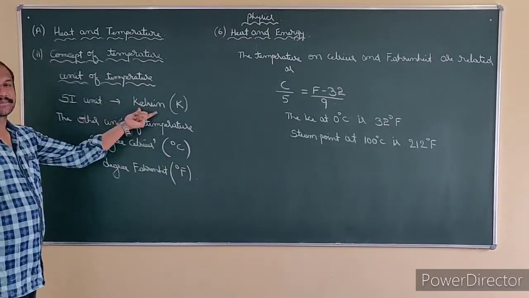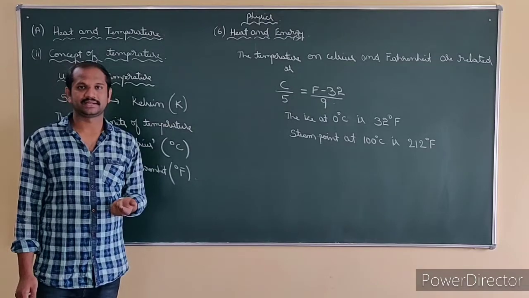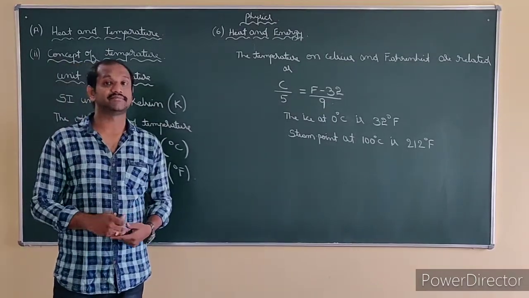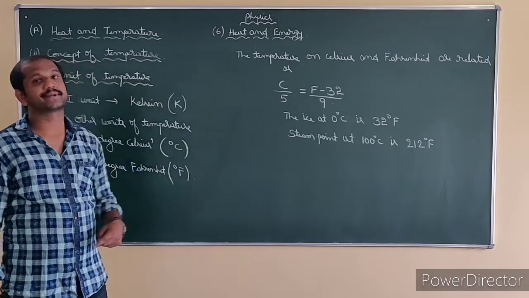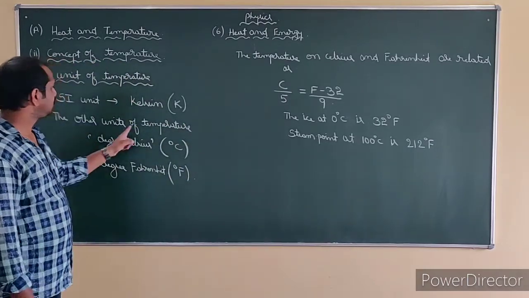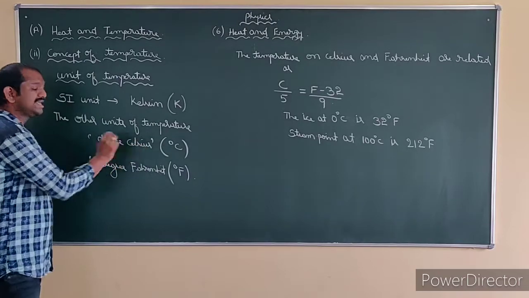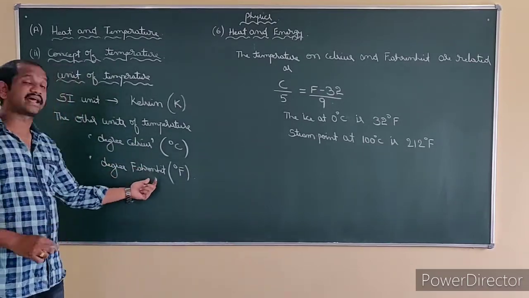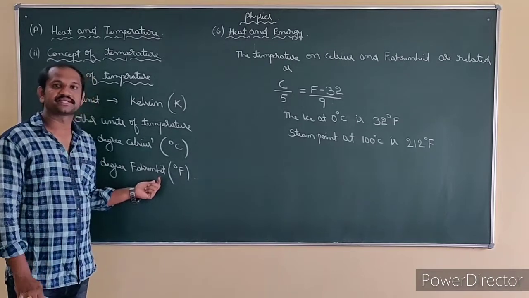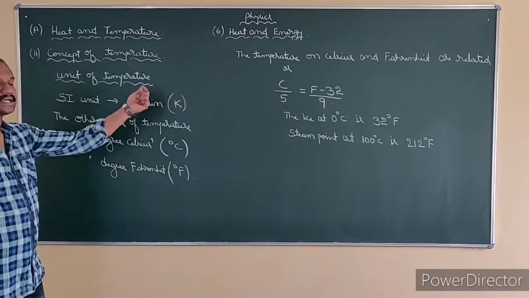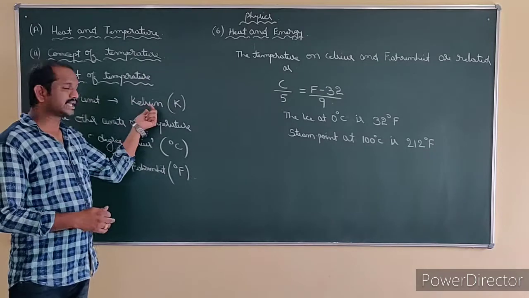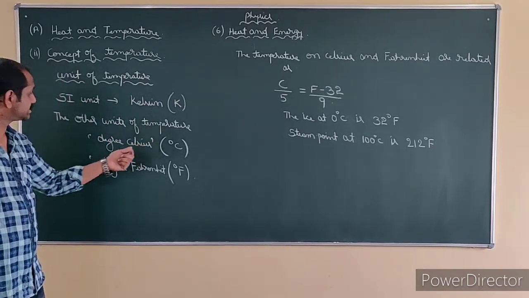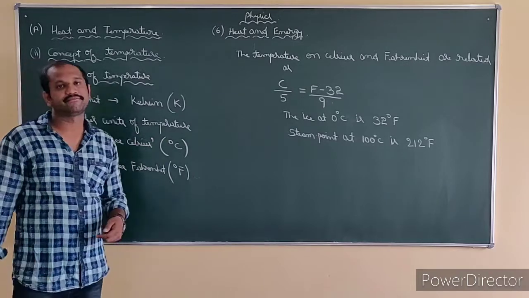The SI unit of temperature is Kelvin, right? Kelvin is a name given after Lord Kelvin, who did some work on temperature. Now the other units of temperature we call degree Celsius. Celsius is also a scientist's name. Degree Fahrenheit, Fahrenheit is also a scientist's name. All three are scientists' names. Kelvin is the SI unit, and the other units are degree Celsius and degree Fahrenheit.